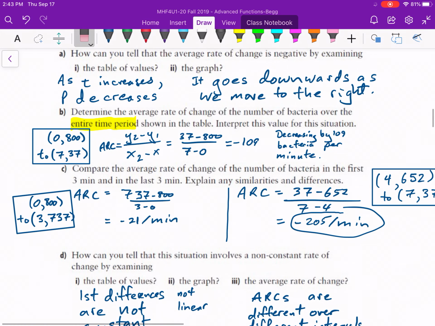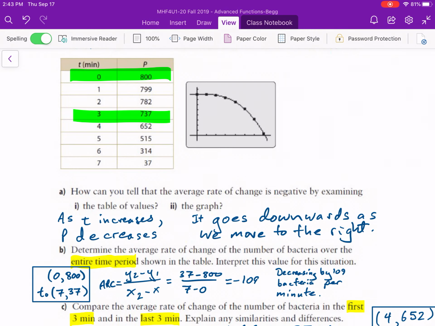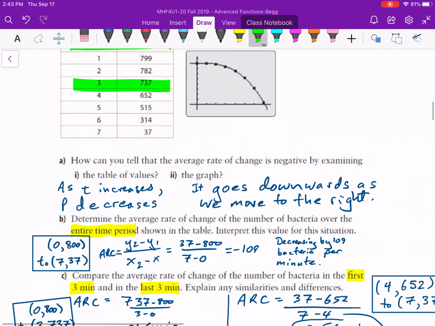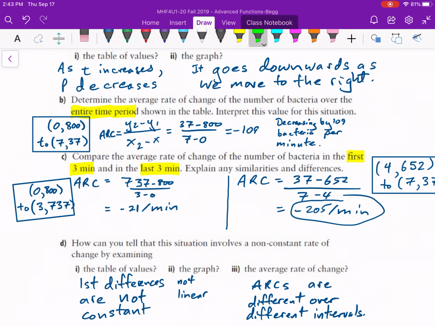Compare the average rate of change in the number of bacteria for the first 3 minutes and the last 3 minutes. These are 2 different questions. For the first 3 minutes, we're going from time 0 to time 3. Again, the corresponding populations give us x1, y1, x2, y2. So 737 minus 800 over 3 minus 0 gives us an average rate of change of negative 21 bacteria per minute.